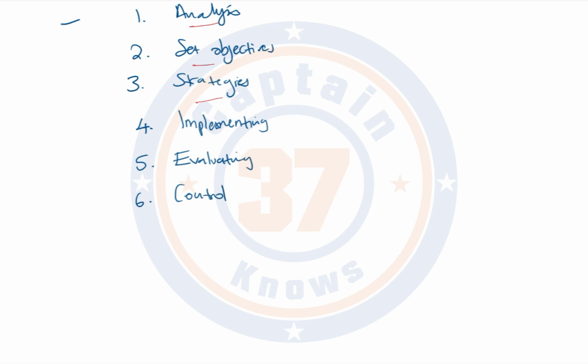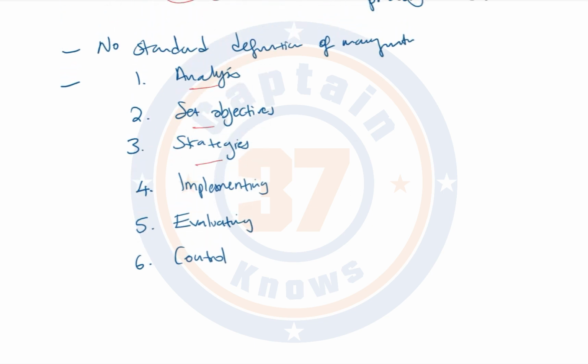So what then is involved in management? A number of things are involved in management. We've talked about analysis. There's objective setting, there's strategizing, there's implementing, there's evaluating, and there's control. If you follow carefully what I have just done, these particular steps are what are known as planning steps.